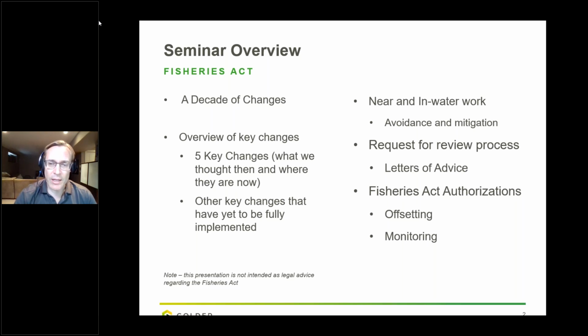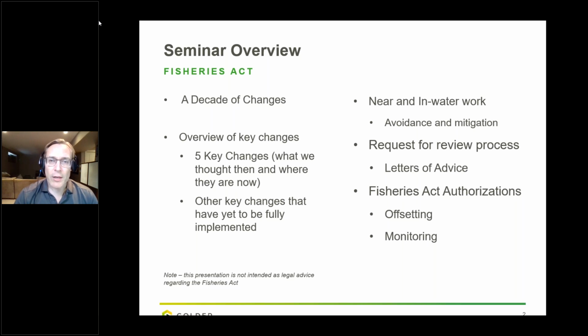After the overview of the major changes, I'll spend a bit of time going through the process of determining what part of the review cycle your different projects might fit in. Whether it can be completely screened out right from the start, follow some of the codes of practice, requests for review, or go to a Fisheries Act authorization.